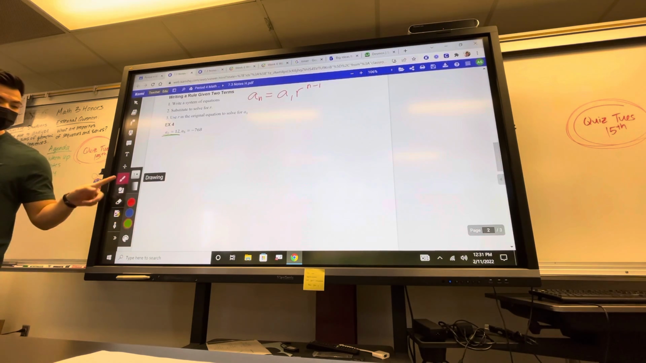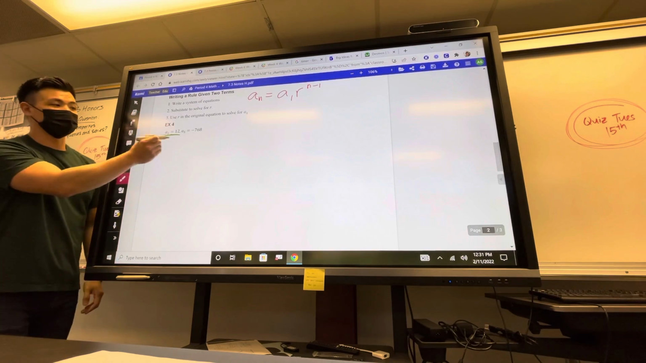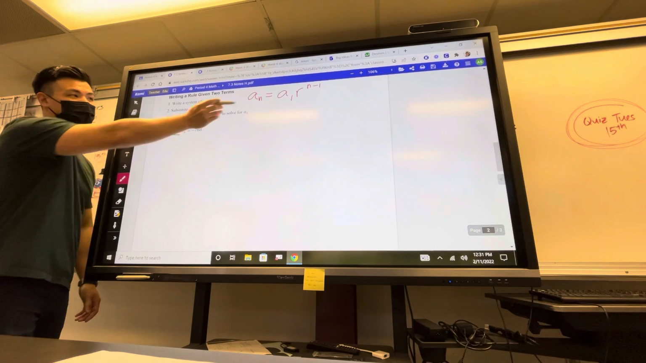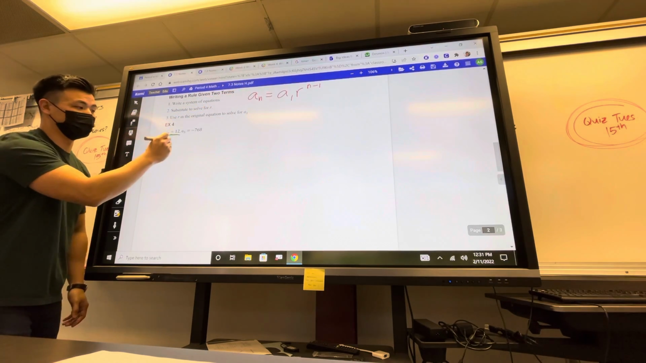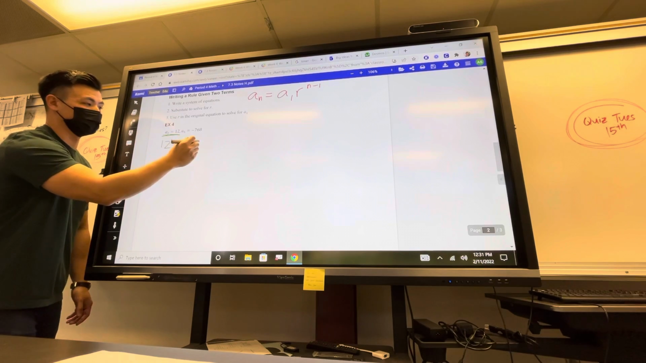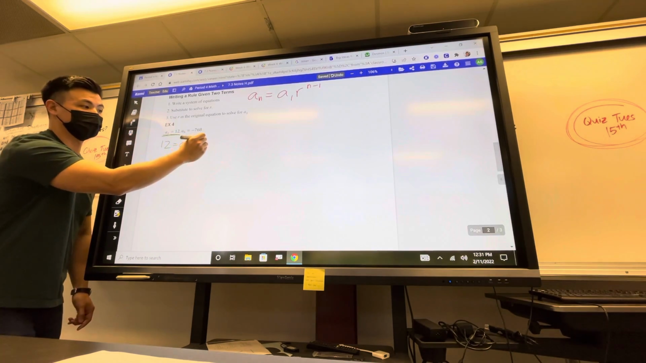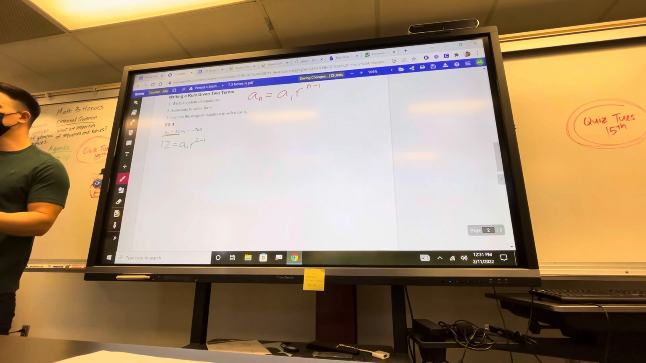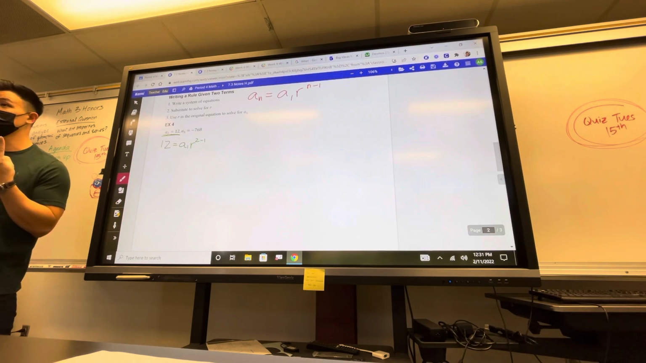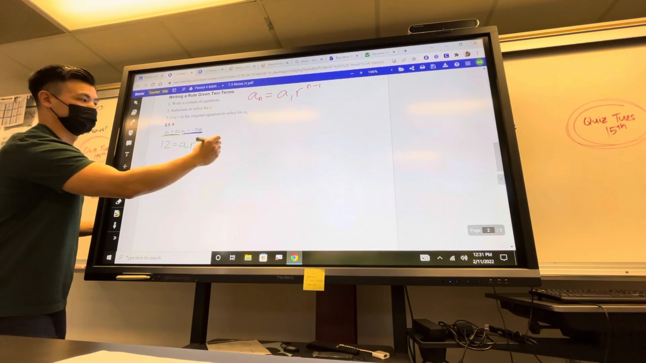So I'm going to do these steps here. I'm going to write a system of equations. My first equation should be this one plugged into here. So I can say that I have 12 is equal to a1 times r raised to the 2 minus 1 power, right? Does that make sense? So just plugging in what we know. We don't know what the first term is. We don't know what the ratio is. So we're leaving those as variables. And I'm going to write another equation using this one.